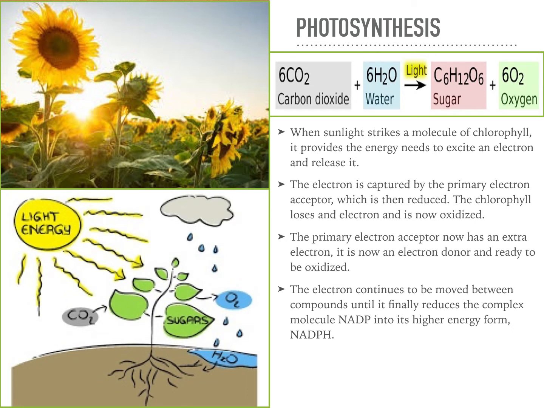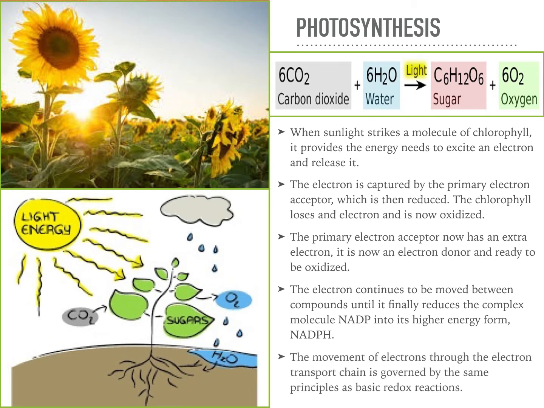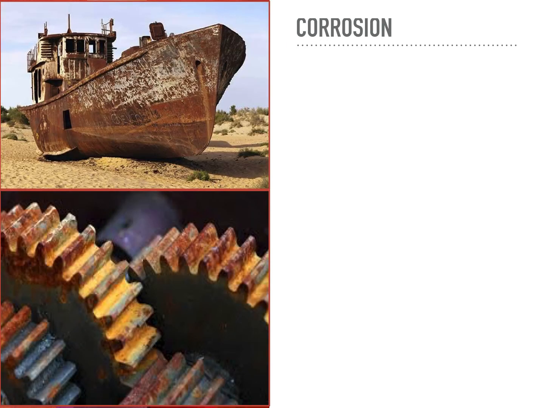The electron continues to move between the compounds until it is finally transferred to the complex molecule NADP, which is then reduced into its higher energy form, NADPH. This movement of electrons through the electron transport chain is governed by the same principles as basic redox reactions. Photosynthesis releases oxygen into the atmosphere, creating an oxidizing environment. It is this oxygen, in combination with moisture, that provides the conditions for a commonly recognized spontaneous redox reaction, corrosion.